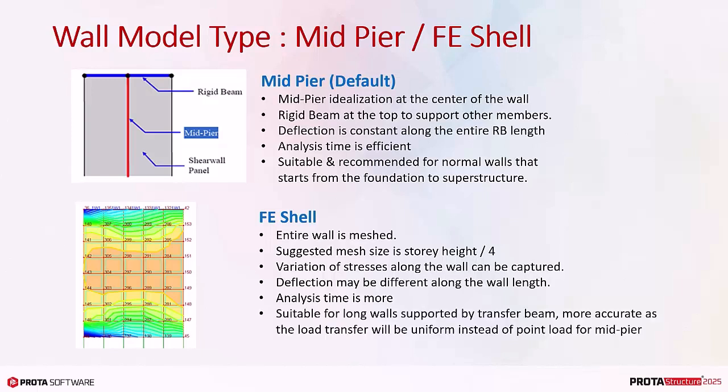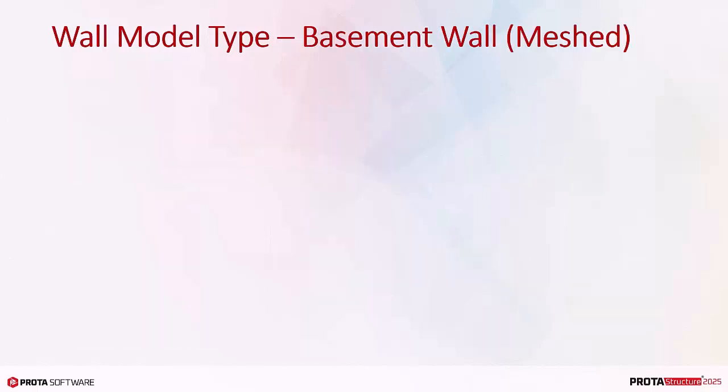Particularly, the FE shell model should be used for long discontinuous walls, supported by transfer beams. The load transfer will be more accurate since FE shells will exert a uniform loading, instead of a point load for the mid-pier assumption. For merged shear walls, which are several walls that are combined, FE shell will be mandatory by default. Wall model type, basement wall, meshed.